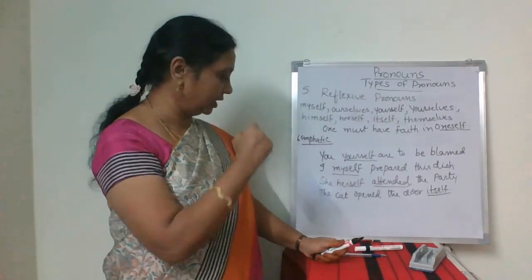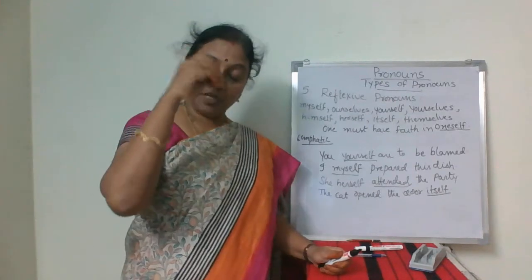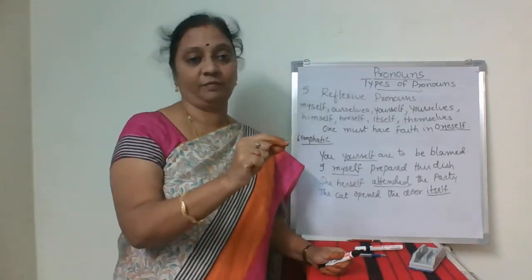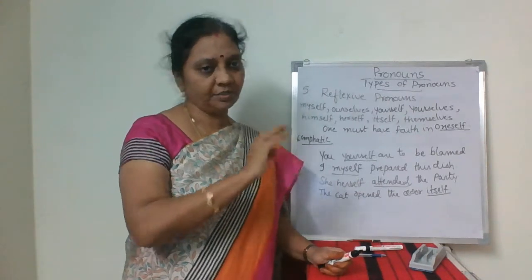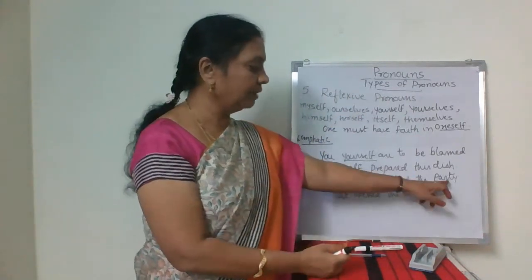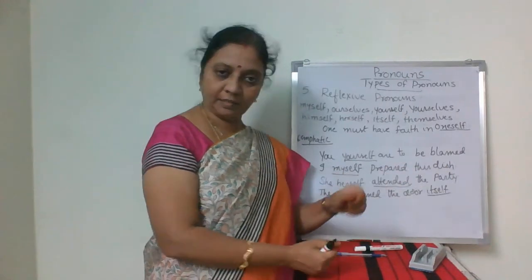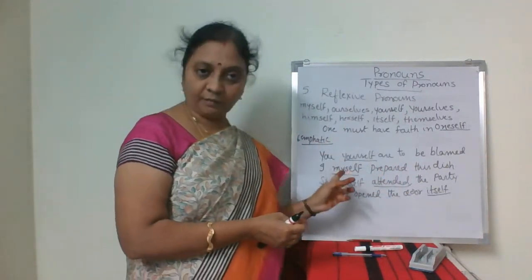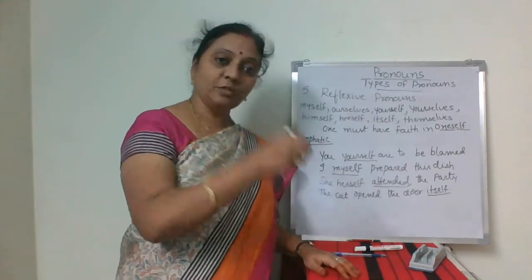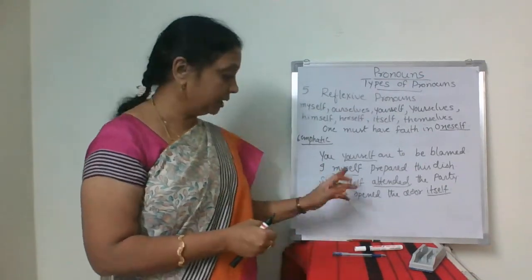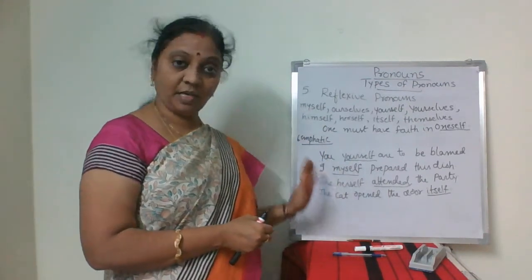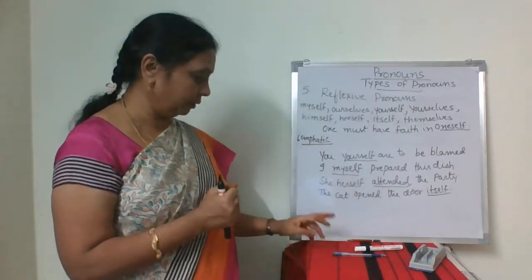That's why emphatic pronouns. She herself attended the party. She herself, okay, stressing on. She attended the party. Already we have an object. Dish is there, party is there, object separately is there. But still, you are using these reflexive forms to emphasize them. She herself, I myself, the same form only we are using. That you have to remember.